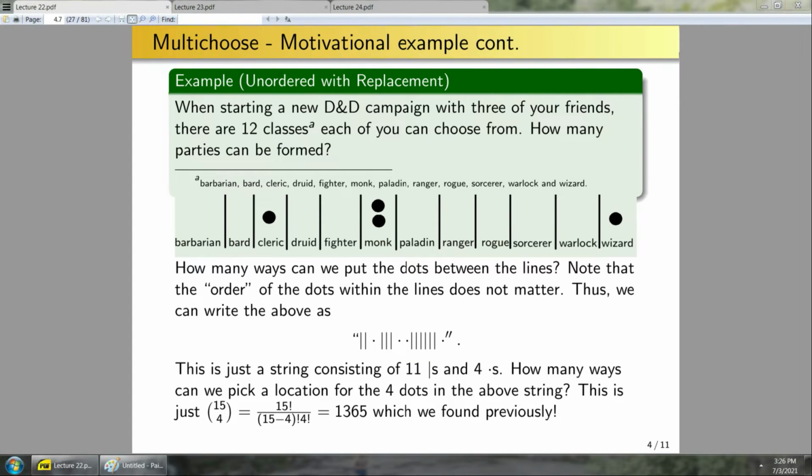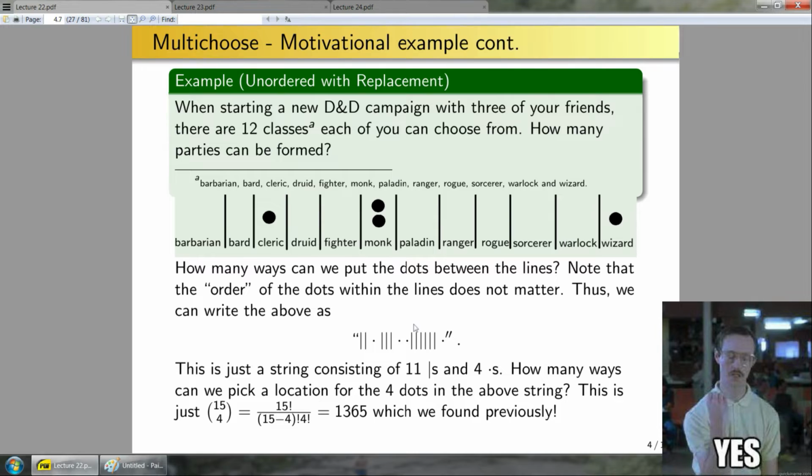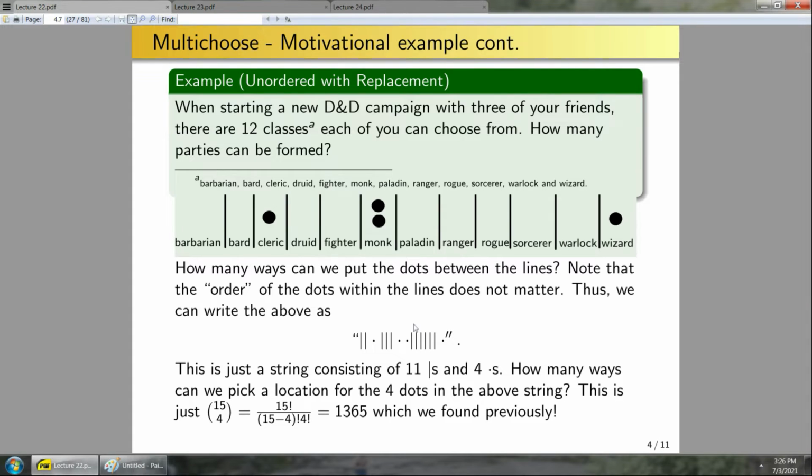So you might ask, can we derive a general principle where I don't have to go through that process? Well, the answer is yes. And to start motivating that, first notice that the above, 15 choose 4, is simply 12, the number of classes, minus 1, this is the number of these bars, plus 4, choose 4, right? So does this work in general, where I just say bins minus 1, plus balls, choose balls? Well, yes.